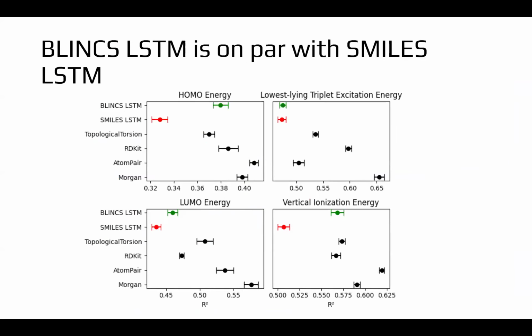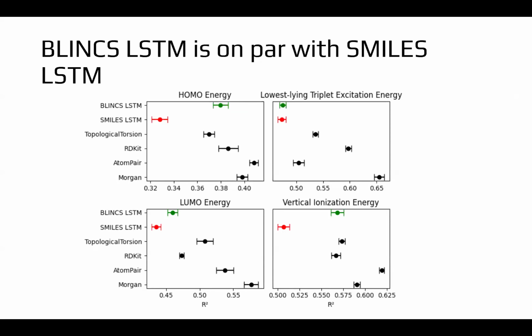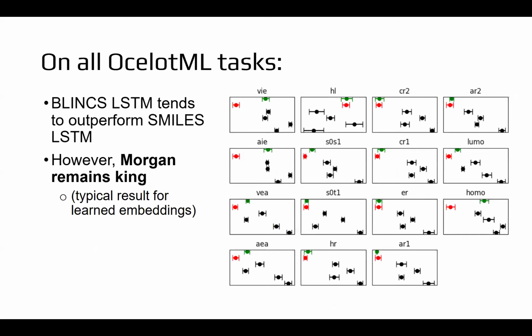And so here you can see the results. What we care about here is mainly green versus red. So green is the Blinks embeddings, red is the smiles embeddings. This is R squared, so higher is better. And the main conclusion here is it's slightly better, but in the end, actually, the true baseline of chemical fingerprints is still better.